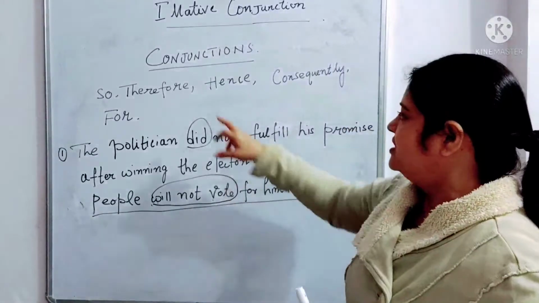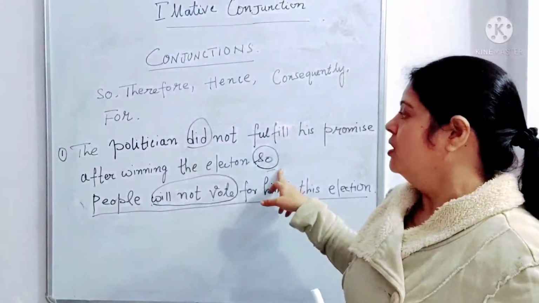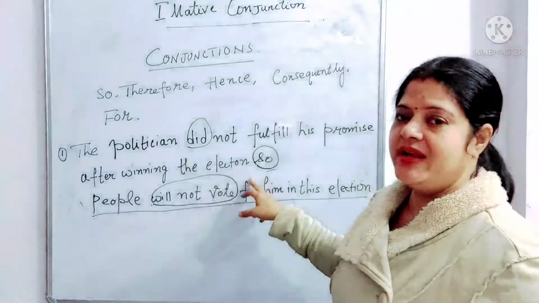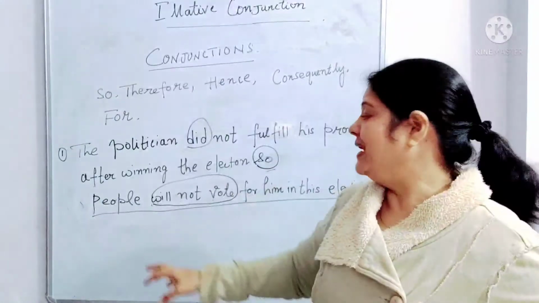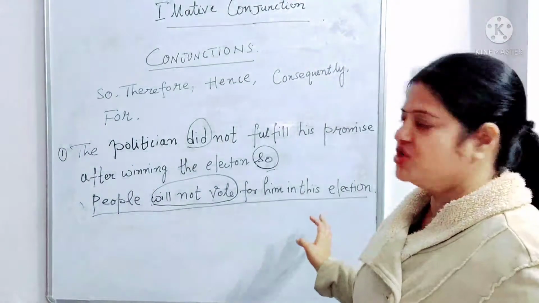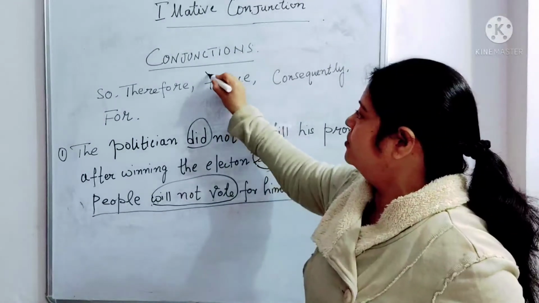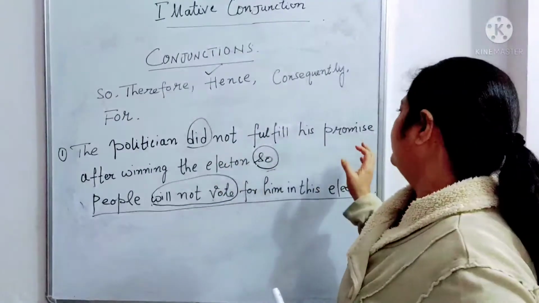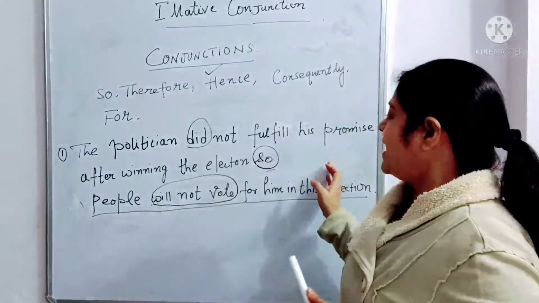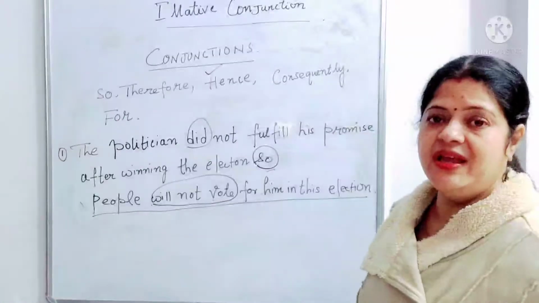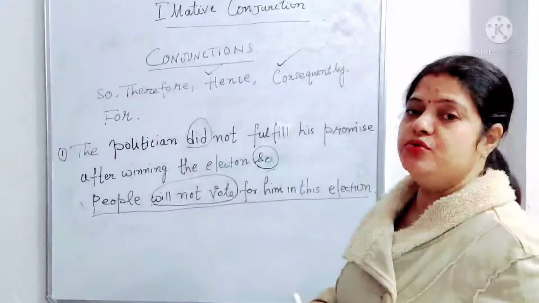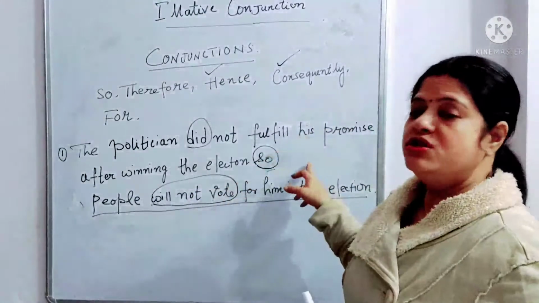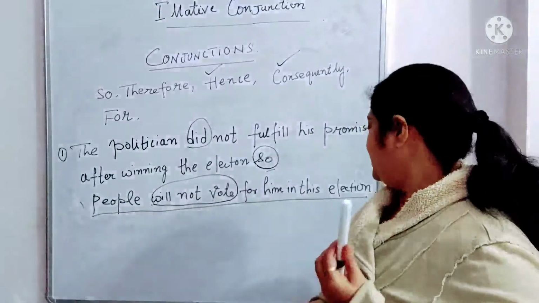So you can use "therefore" also in place of "so." It can be written like this: the politician did not fulfill his promise after winning the election. Therefore, people will not vote for him in this election. Or you can use "hence" instead of "so." The politician did not fulfill his promise after winning the election. Hence, people will not vote for him in this election. Or you can use "consequently": the politician did not fulfill his promise after winning the election. Consequently, people will not vote for him in this election.